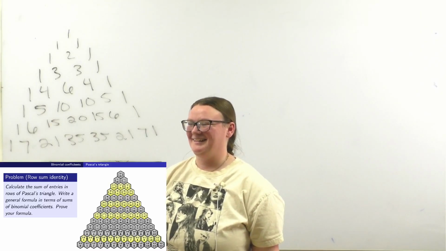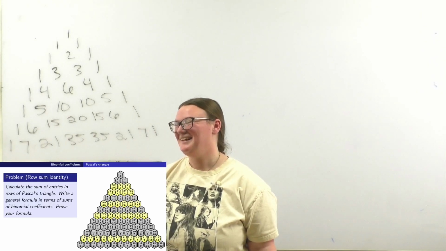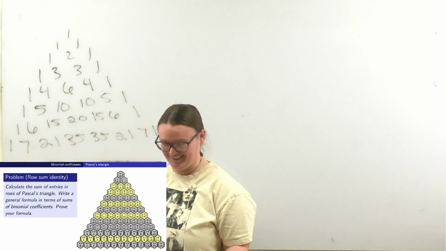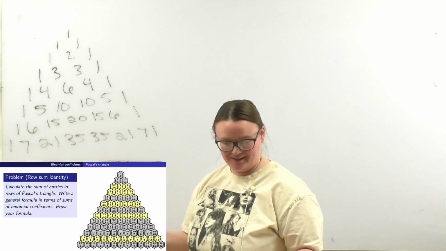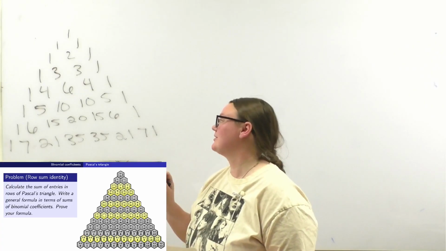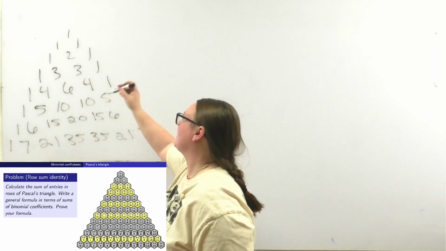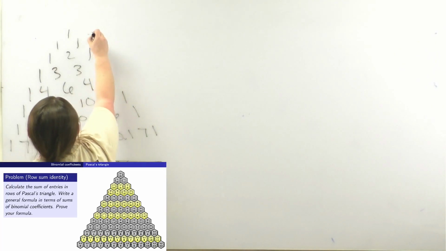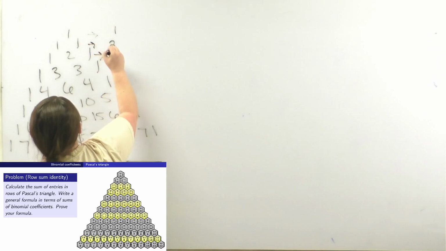Now we just need to prove it. Next slide. Prove the triangle. Okay, what are we doing? We want to show the sum of the entries in the rows, and the rows are this way. What's the sum of this one? 1. Nice. What's the sum of this one? 2. Okay, and what's the sum of this one?